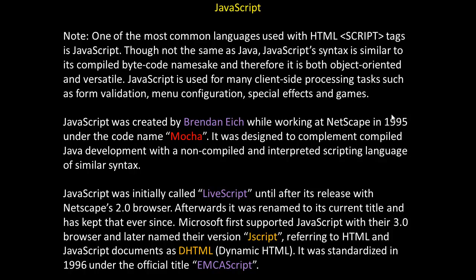Microsoft first supported JavaScript with their 3.0 browser and later named their version JScript, referring to HTML and JavaScript documents as DHTML or dynamic HTML when you combine both JavaScript and HTML. JavaScript was standardized in 1996 under the official title ECMAScript. Now, we don't have enough time in this video series since it's only a brief introduction and review of HTML, but in another video series we will explore JavaScript in much more detail.